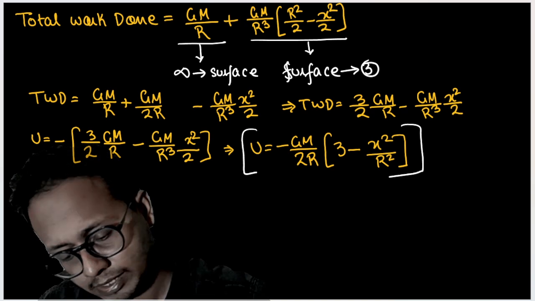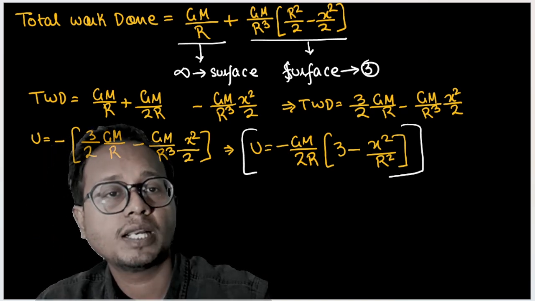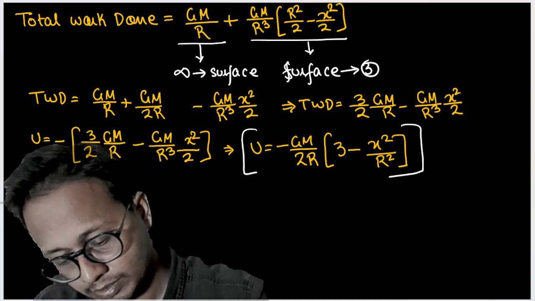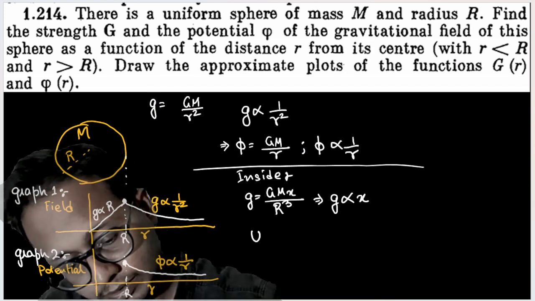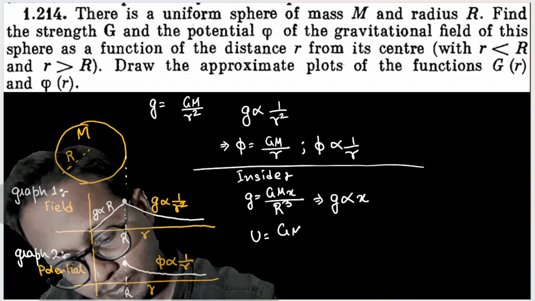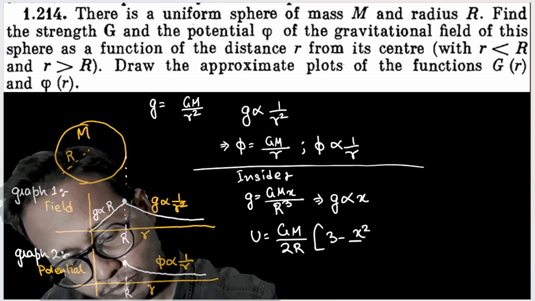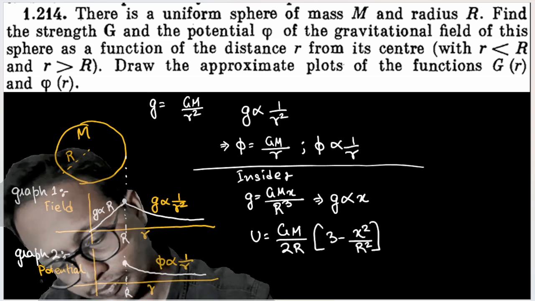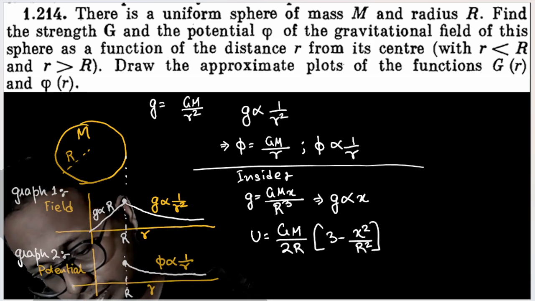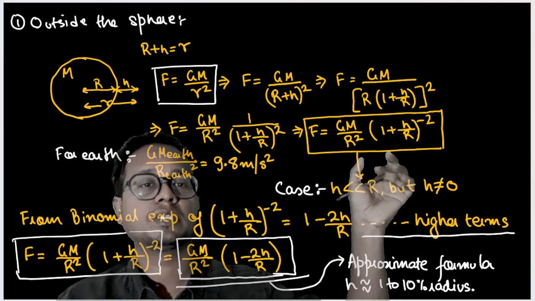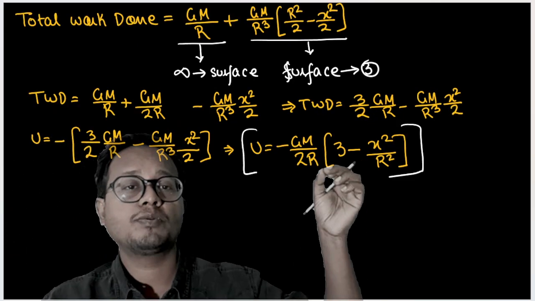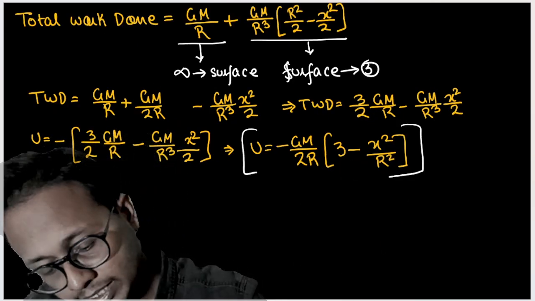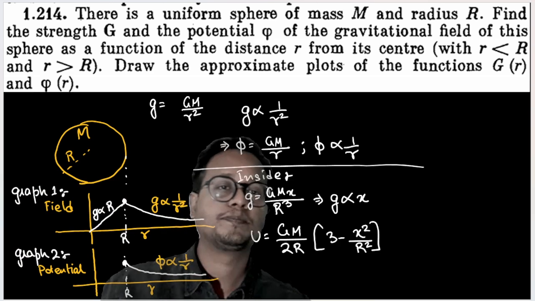It is nothing but Gm by 2R, 3 minus x square by R square. So potential is Gm by 2R, 3 minus x square by R square. See out here, I'm just seeing the magnitude, Gm by R, not this one. Gm by 2R, 3 minus x square by R square, potential inside a sphere.